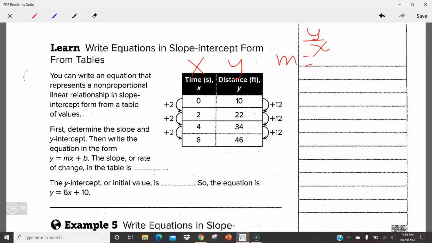So I have 10 over 0. Oh, that's not going to be good. So I can't use just that one unit, right? I have to use more than one. I could use this ordered pair, I could use these two ordered pairs, I could use any combination of ordered pairs. So I have to use something.